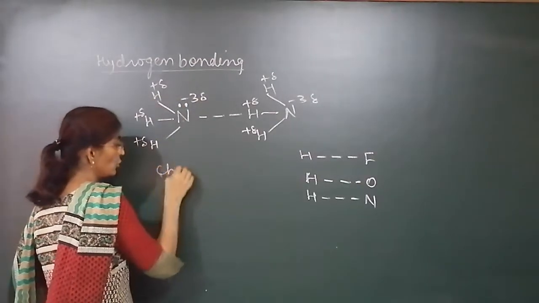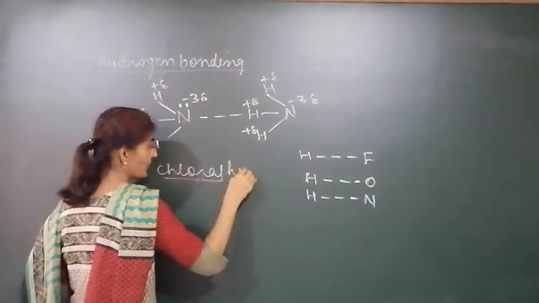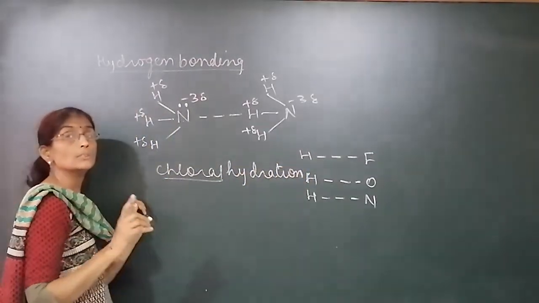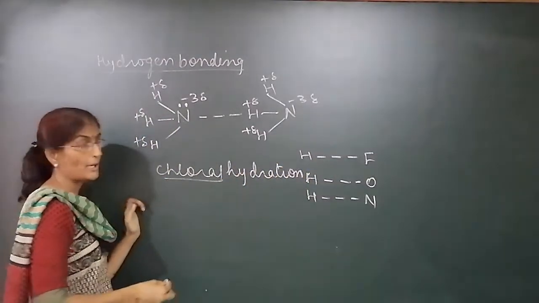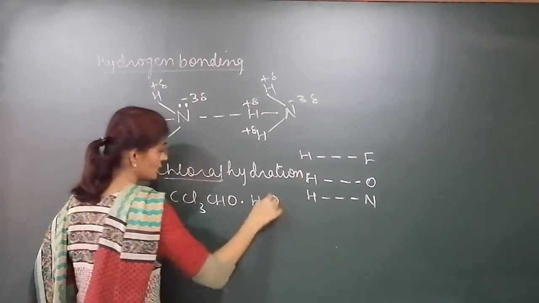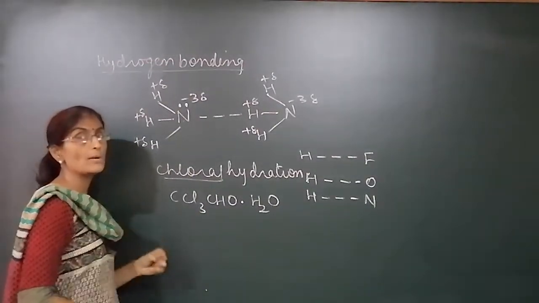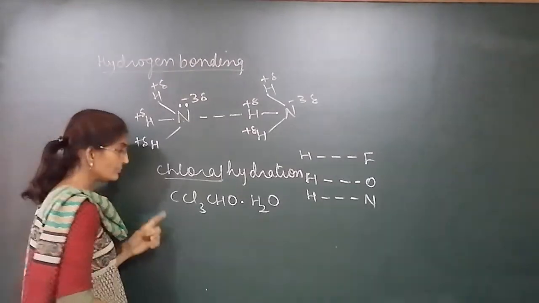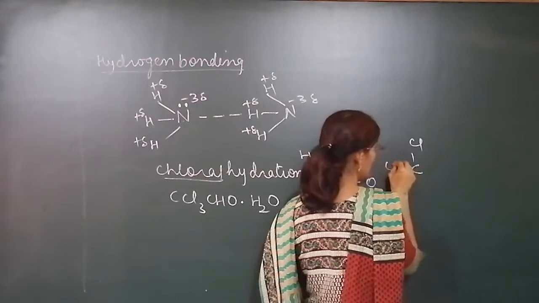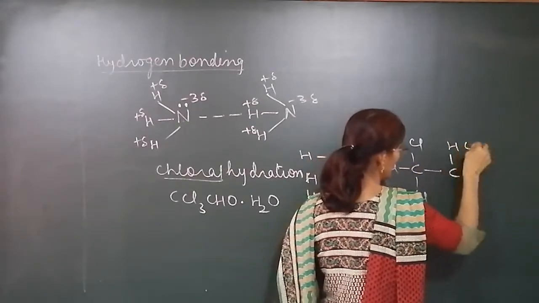That is in chloral hydrate. In this compound there is intermolecular hydrogen bond between chlorine and water molecule. Its formula is CCl3CHO.H2O. This is chloral hydrate. The Cl and H2O are attached through intermolecular hydrogen bond. This is its structure: 3 chlorine atoms are there, 1 carbon, 2 OH groups are there, like this.